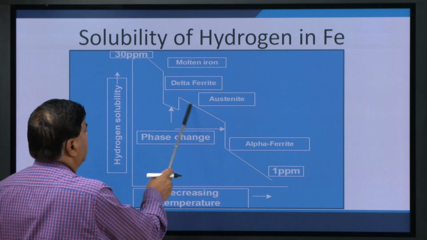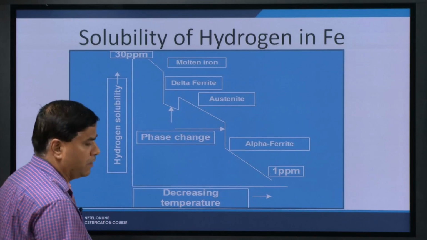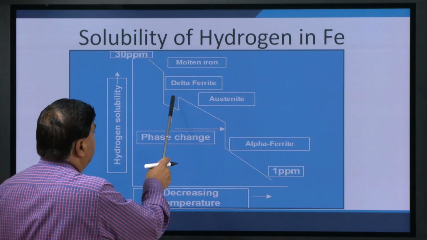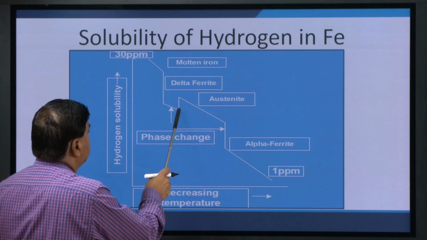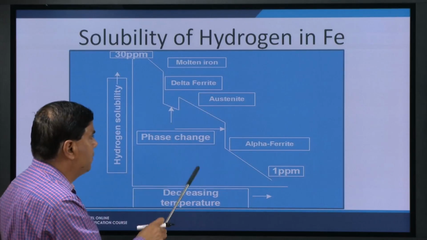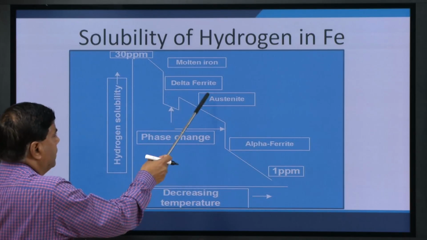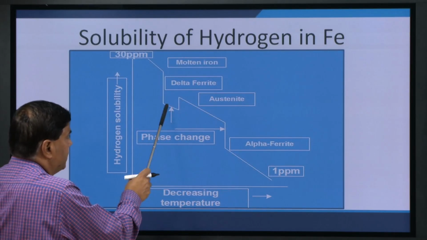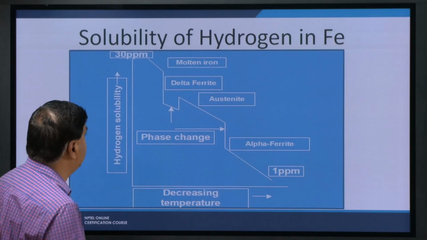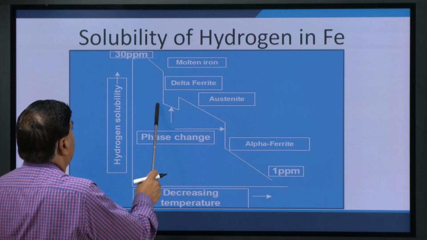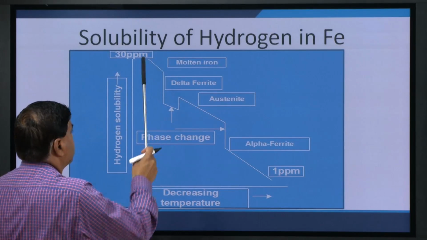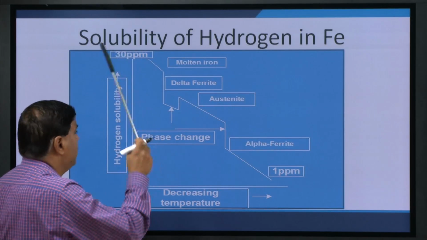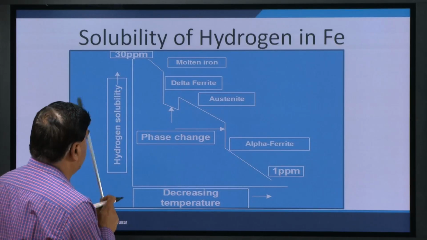So, here also in the austenite, the solubility of the hydrogen keeps on increasing with the temperature, and then some drop in the solubility of the hydrogen is observed. That is primarily due to the again change in crystal structure from FCC to BCC due to the formation of the delta ferrite, and then after this we reach the melting point, and as soon as the iron reaches the molten state, there is a sudden increase in the solubility up to 30 ppm.